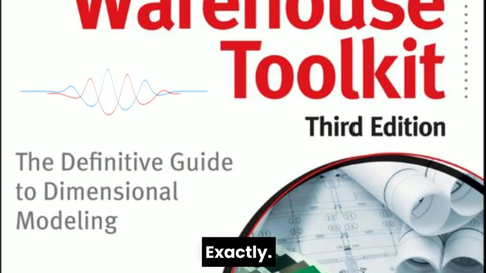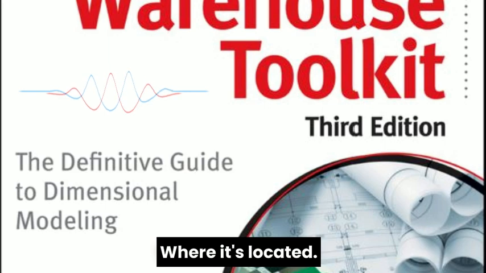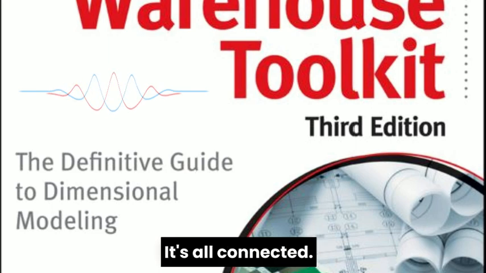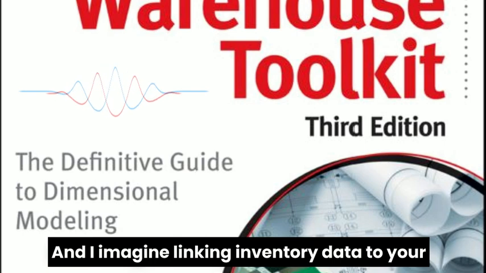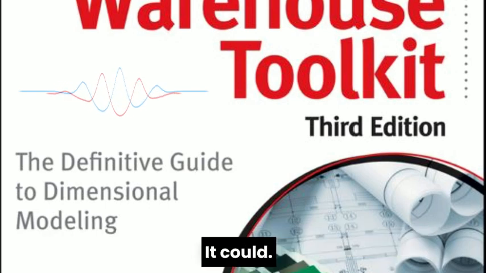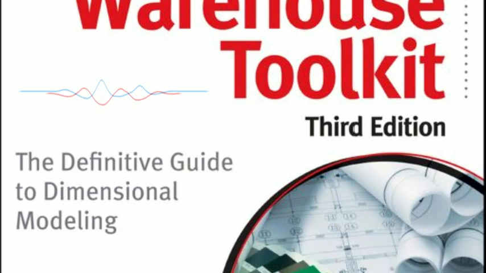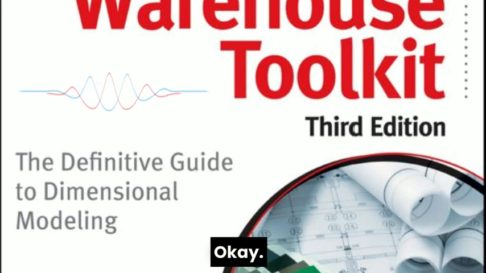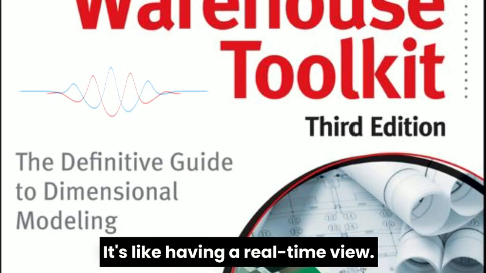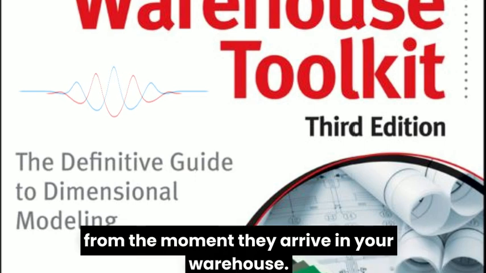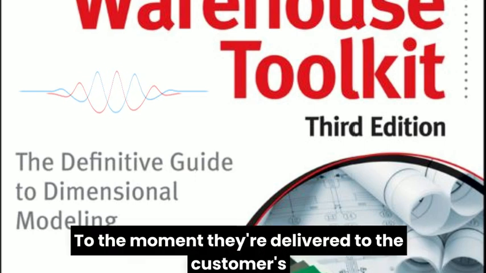You need to know what you have. Exactly. Understanding how much inventory you have, where it's located, how quickly it's moving, can have a huge impact on your order fulfillment process. It's all connected. It's all part of the supply chain. And I imagine linking inventory data to your order management data could reveal some really powerful insights. You can start to see which products are your best sellers, which ones are gathering dust on the shelves, where you might have inventory bottlenecks. You can even determine if you're carrying too much inventory or not enough. It's like having a real-time view of your entire supply chain. From start to finish, you can track products from the moment they arrive in your warehouse to the moment they're delivered to the customer's doorstep.